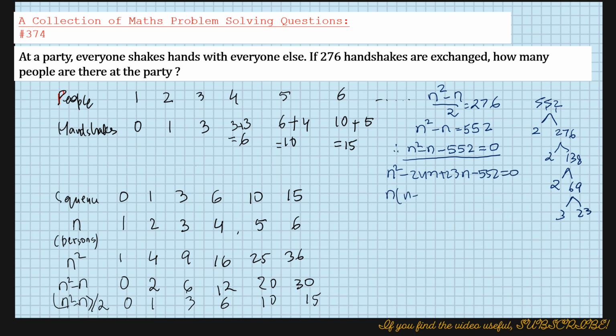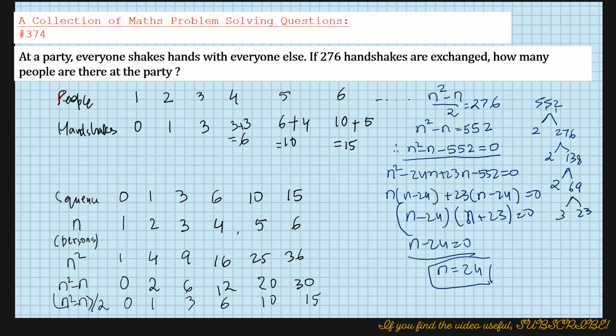So n times n minus 24, plus 23 times n minus 24, is 0. So we get n minus 24 and n plus 23. If n minus 24 is 0, then n is 24. So there are 24 people at the party. It cannot be minus 23, of course, because it's negative. So there are 24 people at the party, and that's the answer.